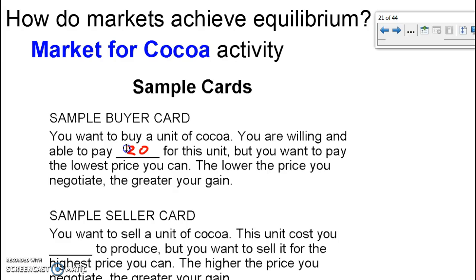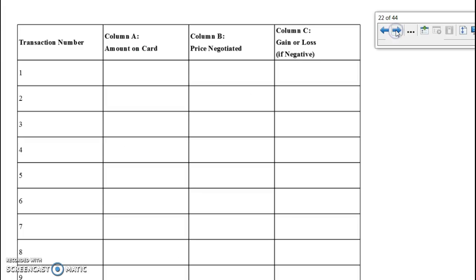So you're going to go into a negotiation with a seller offering to pay not 20, but maybe 15. The seller might say, no, I'm only going to sell for 25. And then you might offer 16. Right? So you're going to keep negotiating. And on your activity sheet, you are going to record, call this transaction number 1, the amount on your card, which is 20, and then you're going to negotiate a price, and let's say you end up paying 18. Then your gain is going to be 2, because you were willing to spend up to 20, but you only had to spend 18, so you get a positive 2.